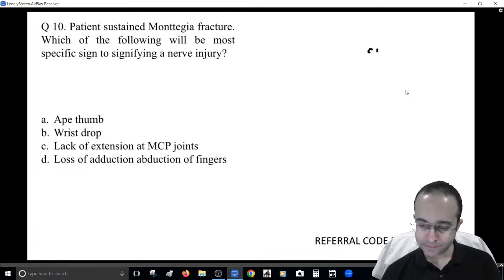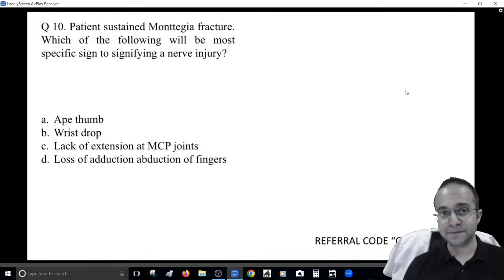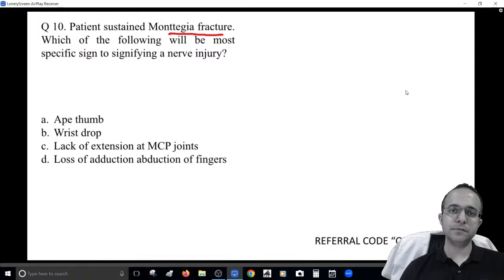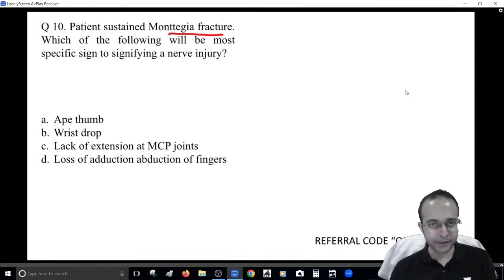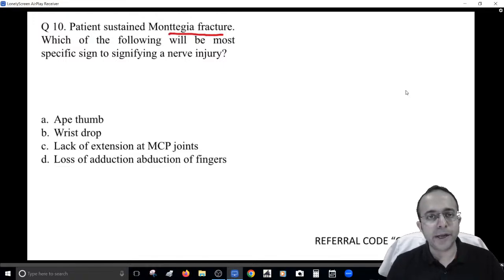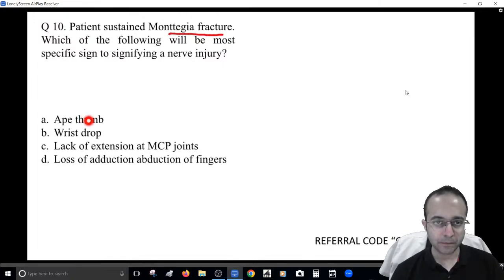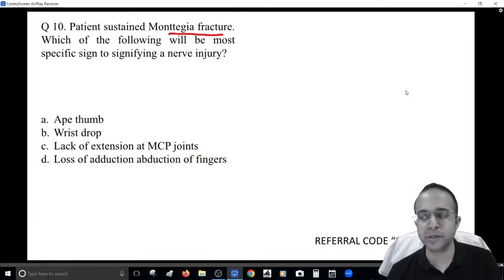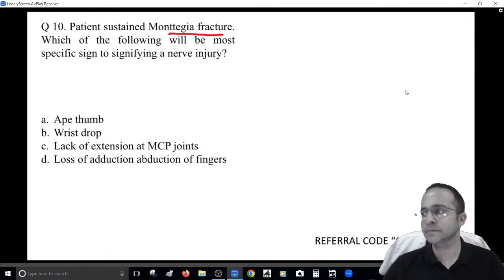All right. Now let me see if anyone can crack this one. A patient sustained a Monteggia fracture. What will be the most specific sign that can guide you here regarding the nerve injury? Ape thumb, wrist drop, lack of extension of the metacarpophalangeal joints in the hand, or lack of abduction of the fingers? Yes.